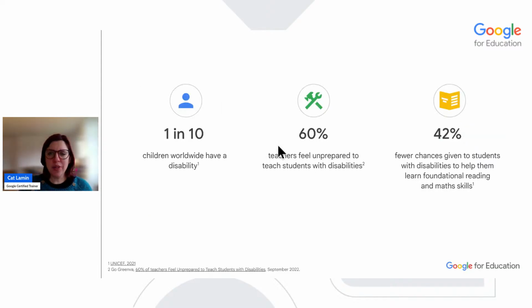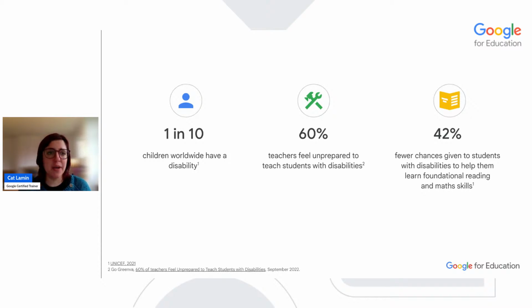So one of the things I really love about Chromebooks is that they have been built with accessibility in mind. It's not an add-on after the fact. It was built to think about the fact that 1 in 10 children have disabilities, that teachers don't feel prepared to deal with that, and that a lot of children struggle because they've got various learning difficulties.